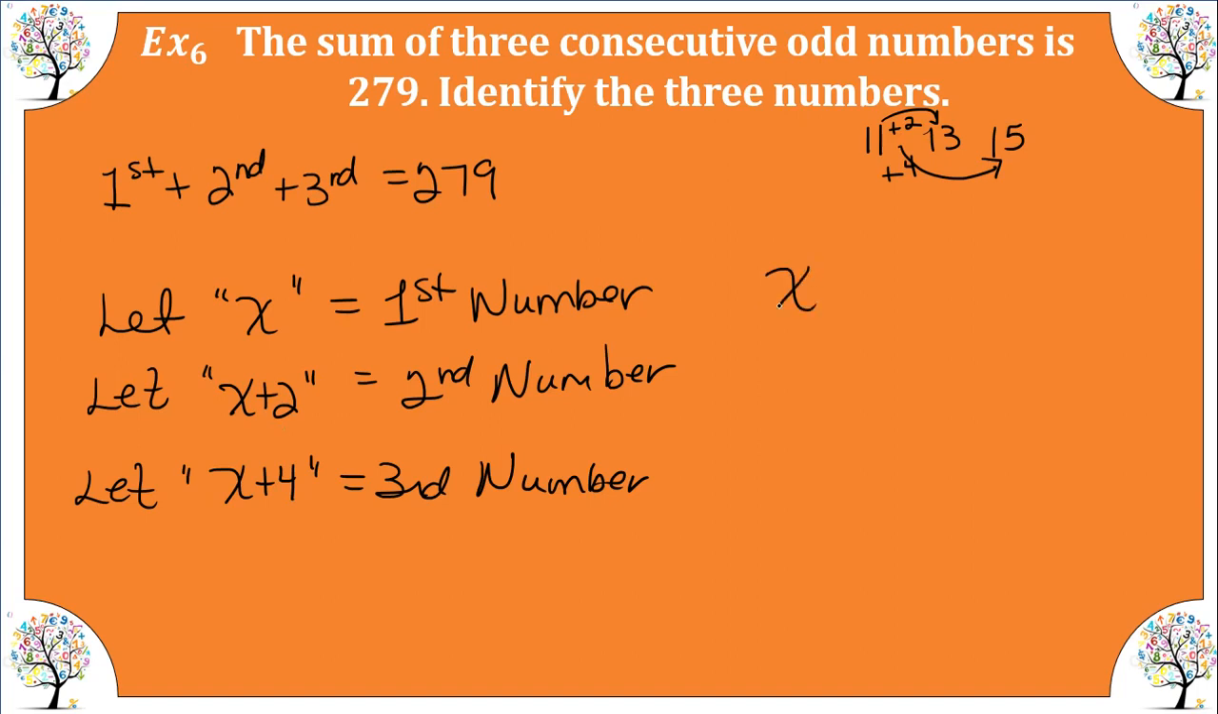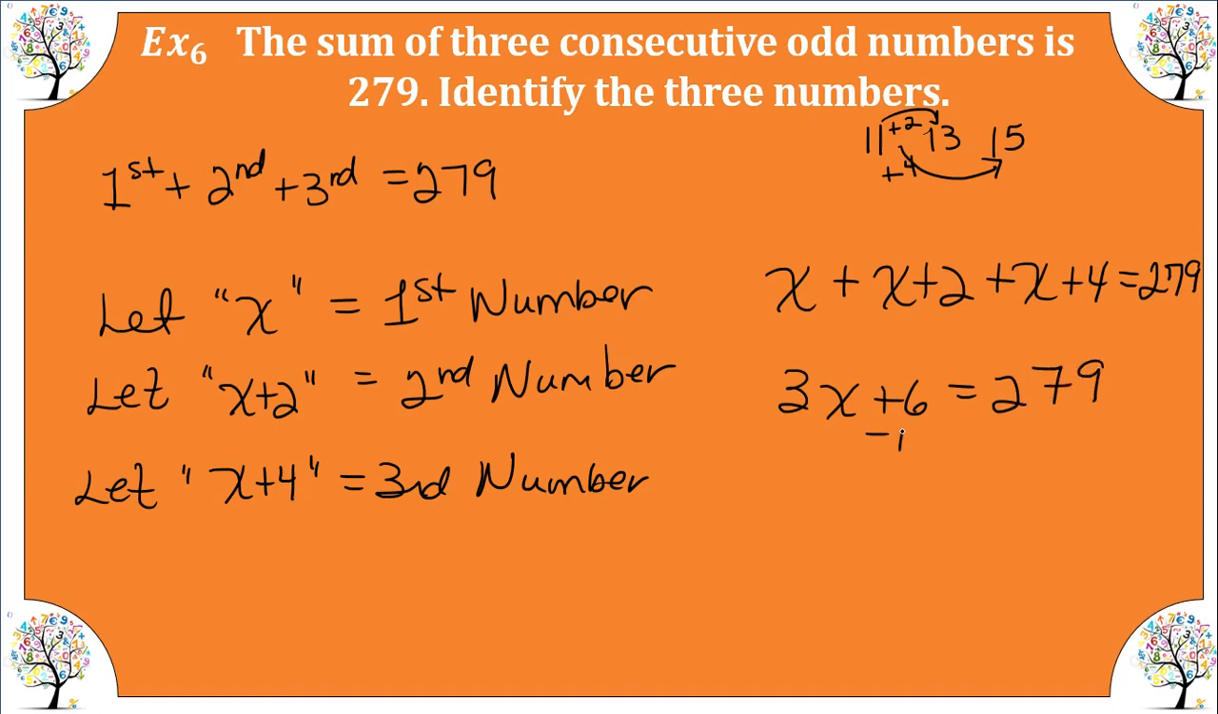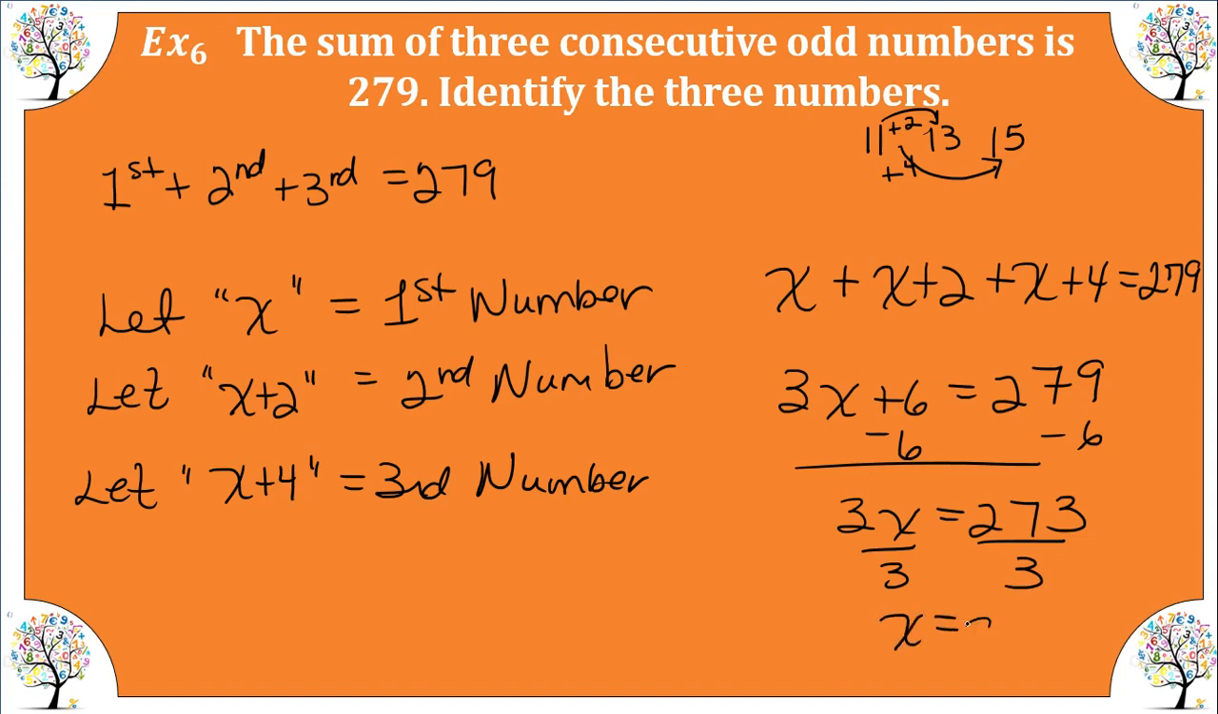So now let's plug it in. We have our first number, x, plus our second number, x plus 2, plus our third number, x plus 4 is equal to 279. Let's combine and solve. So this is going to give me 91. So our first number is 91. Our next consecutive odd number is 93. And then our third number is going to be 95.